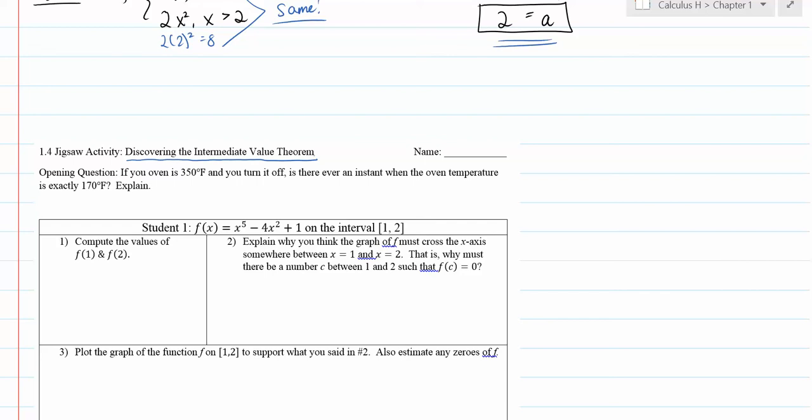If your oven, excuse me, if your oven is 350 degrees Fahrenheit and you turn it off, is there ever an instant when the oven temperature is exactly 170 degrees Fahrenheit? Explain. Well, hopefully your answer would be yes, because as the oven cools, it's going to hit every temperature value between 350 degrees Fahrenheit and room temperature, which is typically less than 170 degrees Fahrenheit.